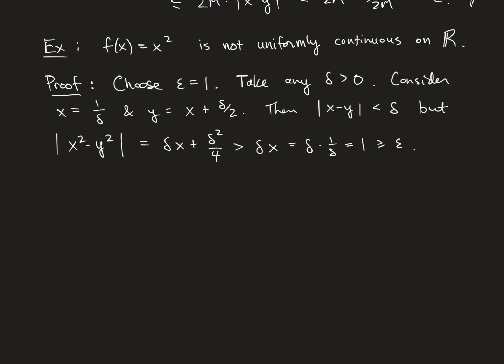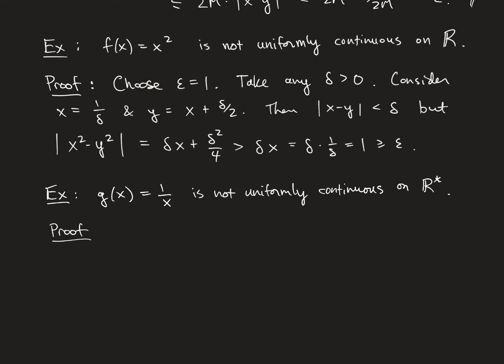So let's look at one of those examples that we looked at above. So example, let's look at g of x equals 1 over x. This is not uniformly continuous on the non-zero real numbers. Okay, so let's try to prove this. Again, we can just choose epsilon equal to 1. So the skeptic can choose epsilon equal to 1, and we're going to fail.